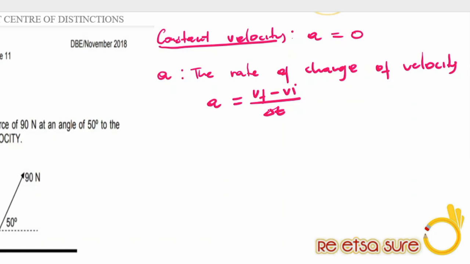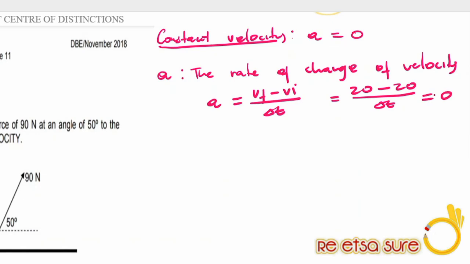Now when the velocity is constant, meaning I'm having Vf, let me just say 20, even Vi as what? 20, all divided by delta t. 20 minus 20 is going to give us 0. And then 0 divided by any number is going to give us what? 0.